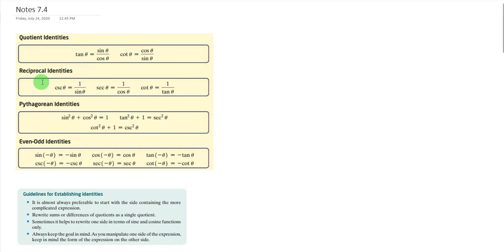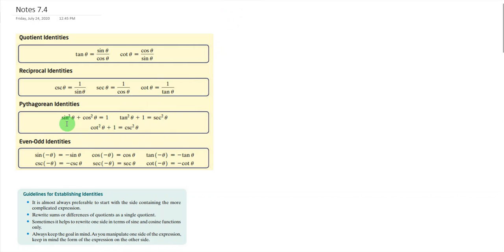And here's some more. Reciprocal identities. These are where cosecant is equal to 1 over sine, or vice versa. Sine would be equal to 1 over cosecant. Secant, 1 over cosine, and cotan, 1 over tan.